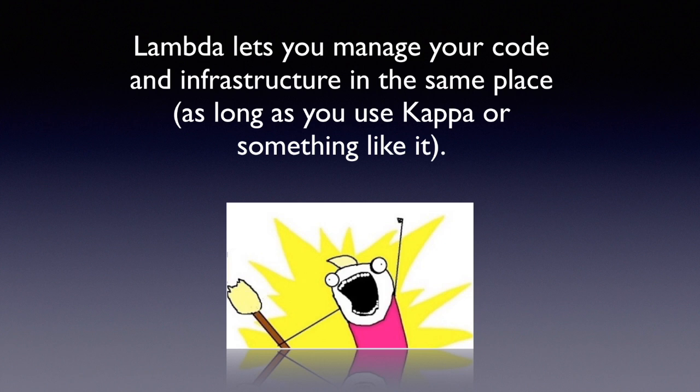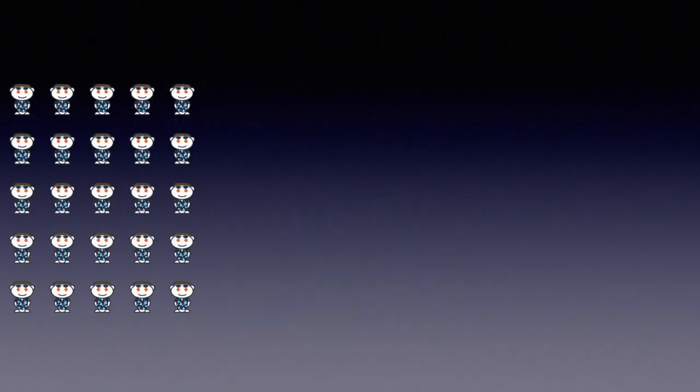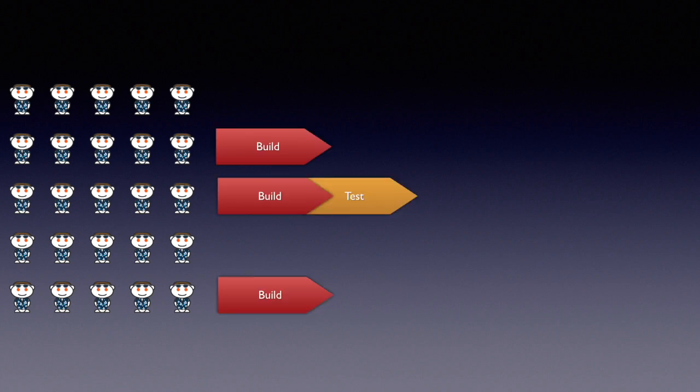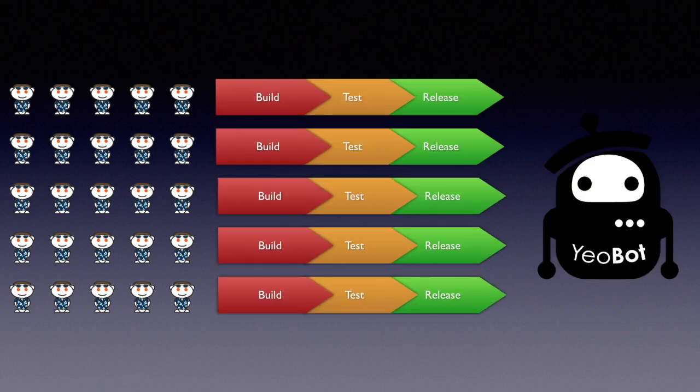The nice thing about Lambda is that it basically lets you manage your code and your infrastructure in the same place, as long as you're using something like Kappa, or any other of the couple of deployment systems out there for Lambda. And it lets you follow the very standard practice of microservices deployment. Each Lambda function can be built, tested, and released independently, which is nice because if you have small teams of developers, each one can be independently working on different functions.